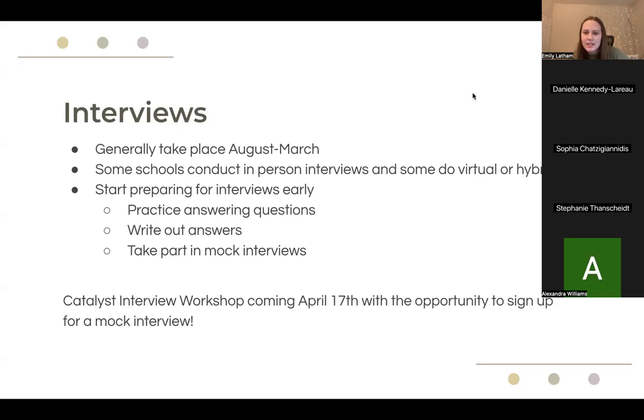Okay, and then I see a question. Is the timeline for this cycle similar for DO schools as well? Yes, it is similar. I don't know the exact dates for the DO application, but it is a very similar cycle. And so that would be something to look at on the DO application website specifically.